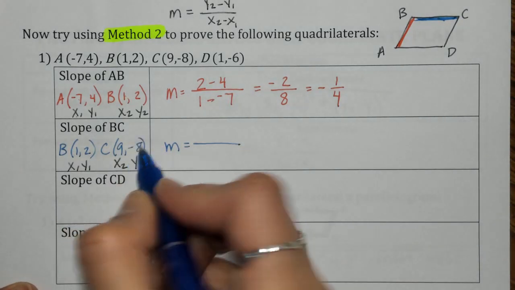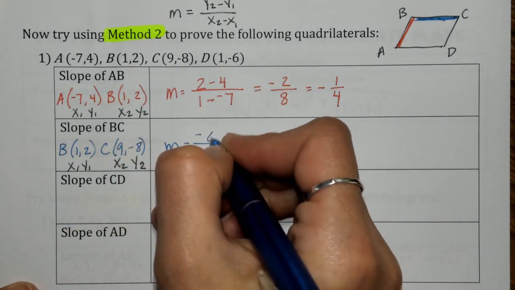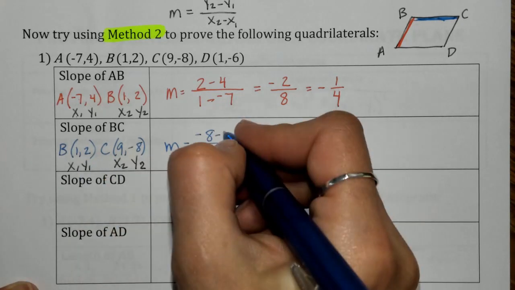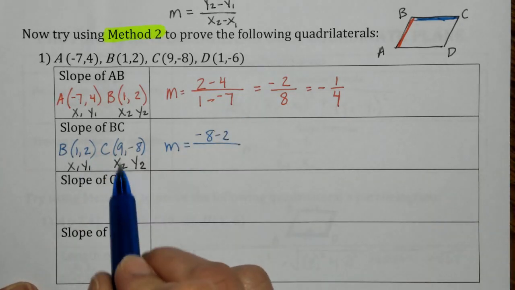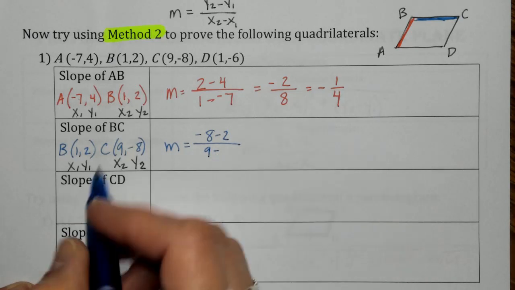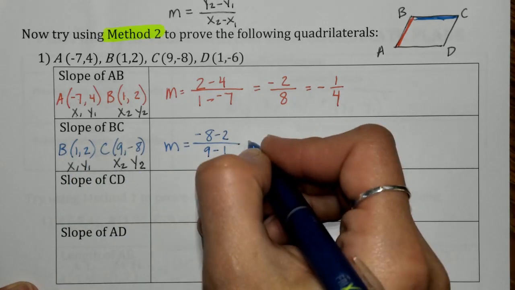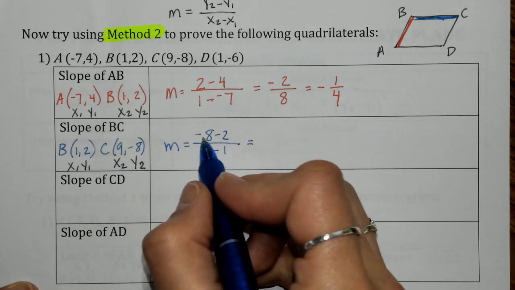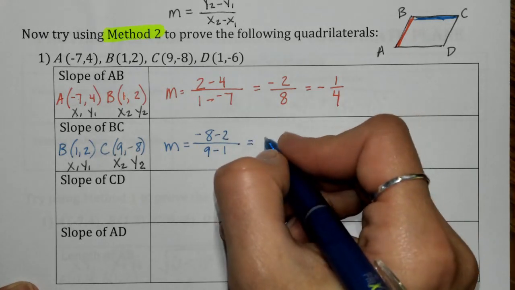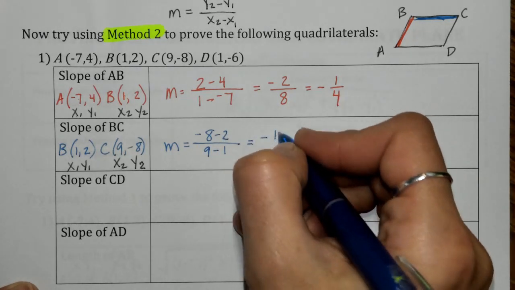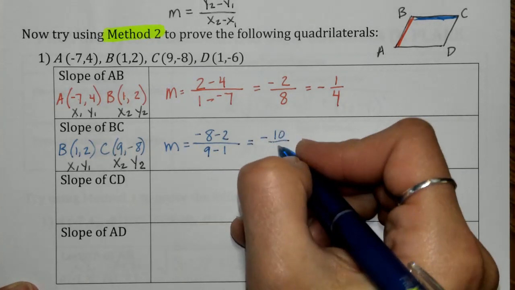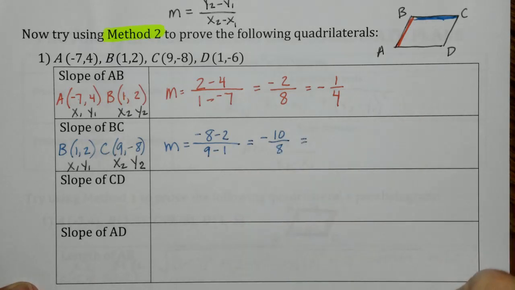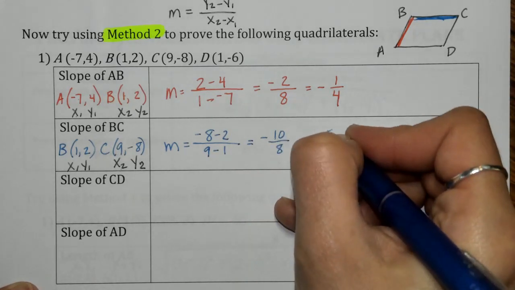We have Y2, negative 8, minus Y1, 2. On the bottom, we have X2, 9, minus X1, 1. When we take this all out, that negative 8 minus 2 is going to wind up as a negative 10 over 9 minus 1, which is an 8. We simplify this down, and we get negative 5 over 4.